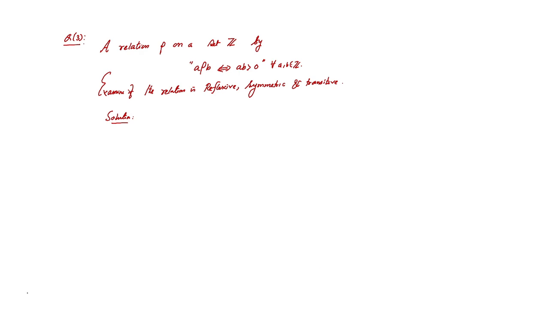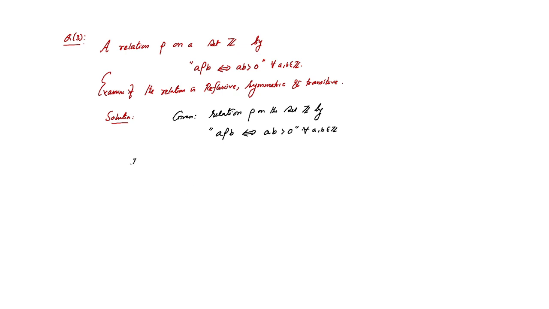Now first we will check whether this relation is reflexive or not. So before that, we will write the given relation rho on the set Z by A is related to B if and only if the product AB is strictly greater than 0, that means positive, for all A, B belongs to Z. So this is the relation. That means A is related to B if the product is greater than 0.